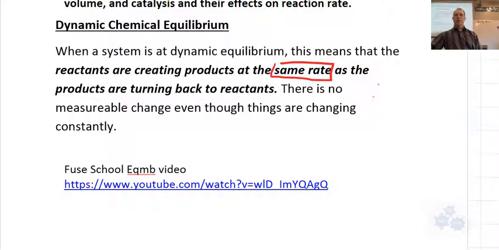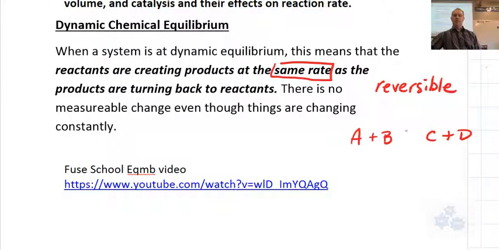All right, so this has to happen in a reversible reaction. Not all reactions are reversible, but in a reversible reaction, equilibrium can be attained. So if we have something like A plus B produces C plus D, if it's reversible, you'll see a double-sided arrow like this. Lots of times it'll actually have two arrows like that as well, but arrows going both ways.